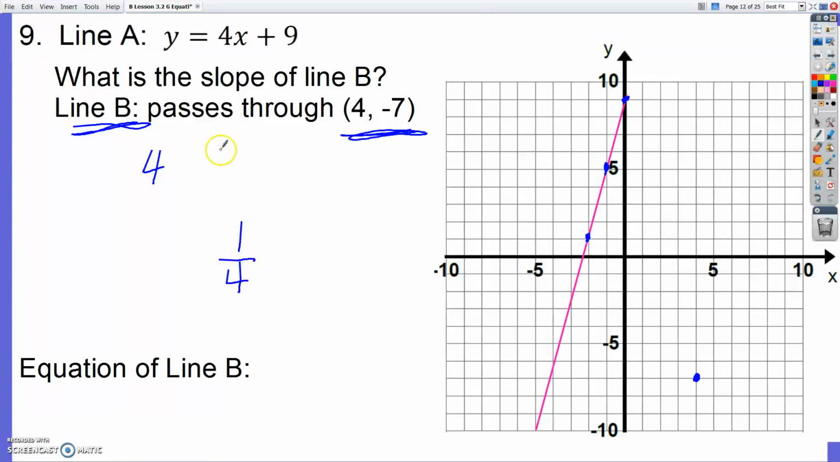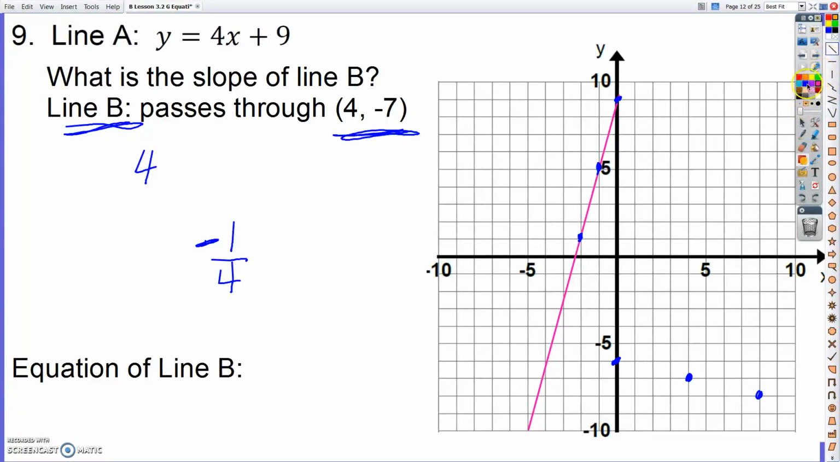And remember, it has to be the opposite sign. Since this is positive, this is going to be negative. So I'm going to go down 1/4, or you can also go up 1/4. So now that you have your lines, your points, you can go ahead and connect the lines, and it should look like this. Now these are my two perpendicular lines.